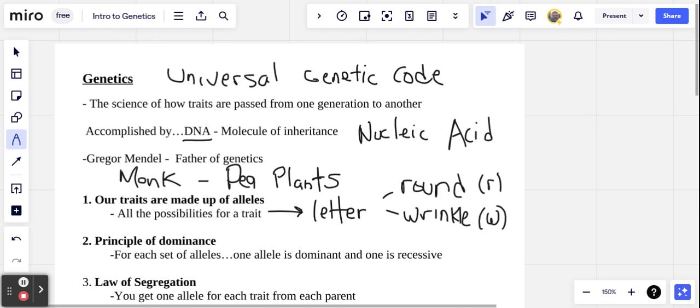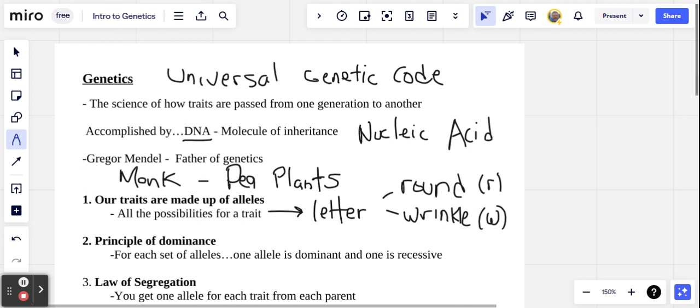But there are traits that have many alleles, like blood type is one, eye color is another one, and there's many. But to understand genetics at first, we're going to look at traits that have two alleles, one allele or the other. And so all traits are made up of alleles, and they're just all the possibilities for a trait. So there's something called Darwin's ear point. You either have the ear point or you don't, and then that might be big D or little d.